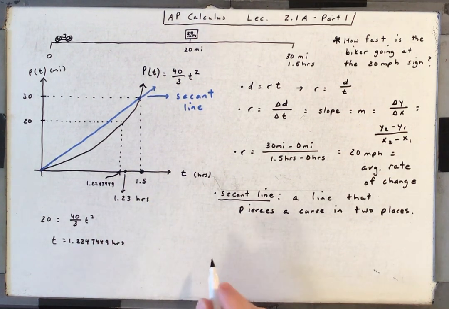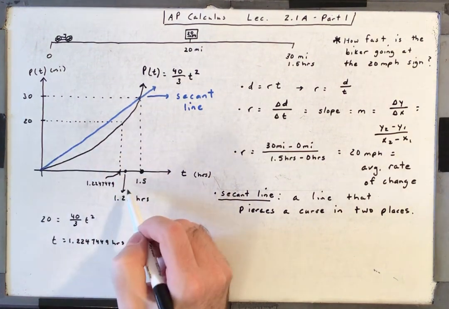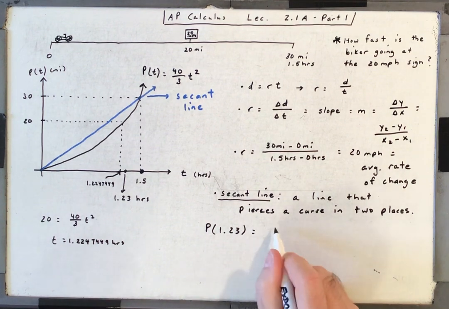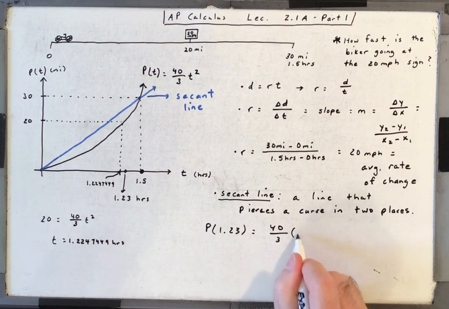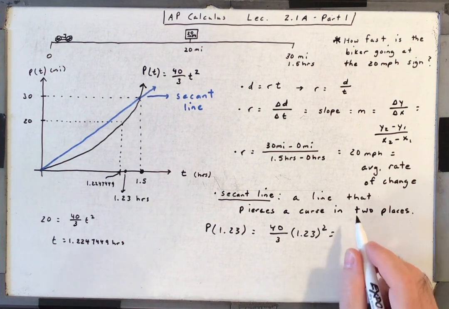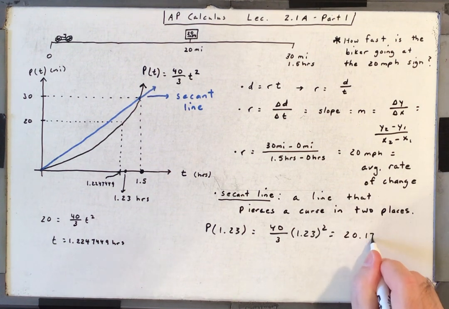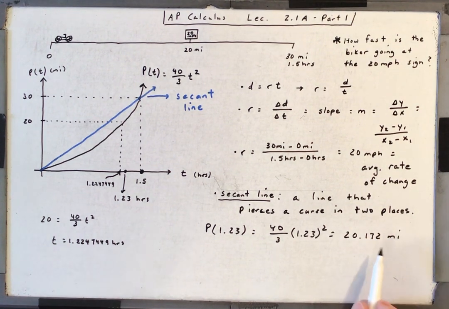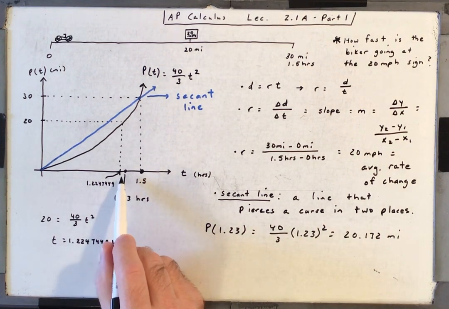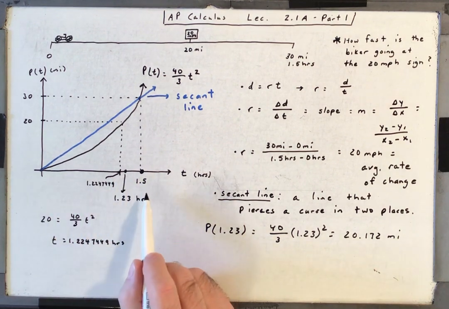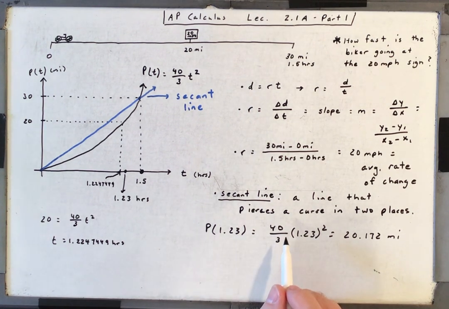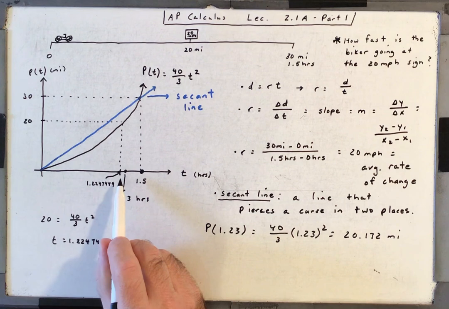Okay, so we need to get the y value at 1.23. So P of 1.23 is 40 over 3 times 1.23 all squared, and that is 20.172 miles. Now that's not super close. It's 0.17 miles away from the 20 miles an hour sign, but it's a lot closer than 0 or the 30 mile mark. So let's get the average rate of change between those two closer points.